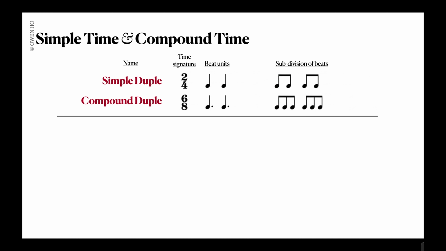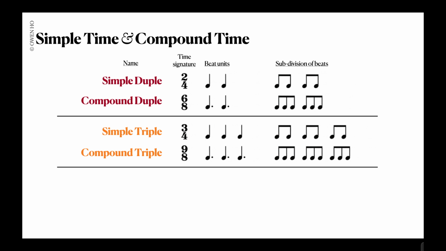Whereas in compound duple, we always have the number 6 at the top. Again, the bottom number doesn't really matter, as it only represents the kind of beat unit. And in this example of a 6/8 time signature, we have the basic units of 2 dotted crotchets. When we subdivide them, however, we now subdivide them by 3, unlike in the simple duple where we subdivide by 2. So in effect, it becomes 1-and-a, 2-and-a. So in total, there are 6 quavers here.